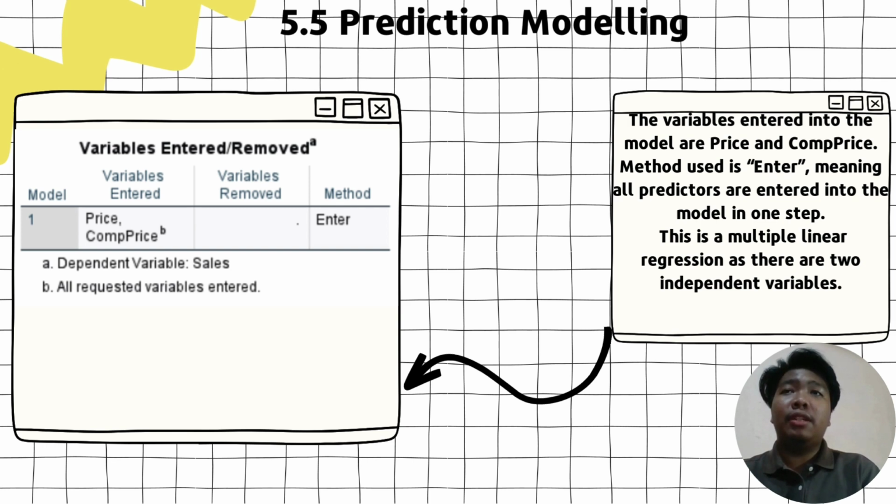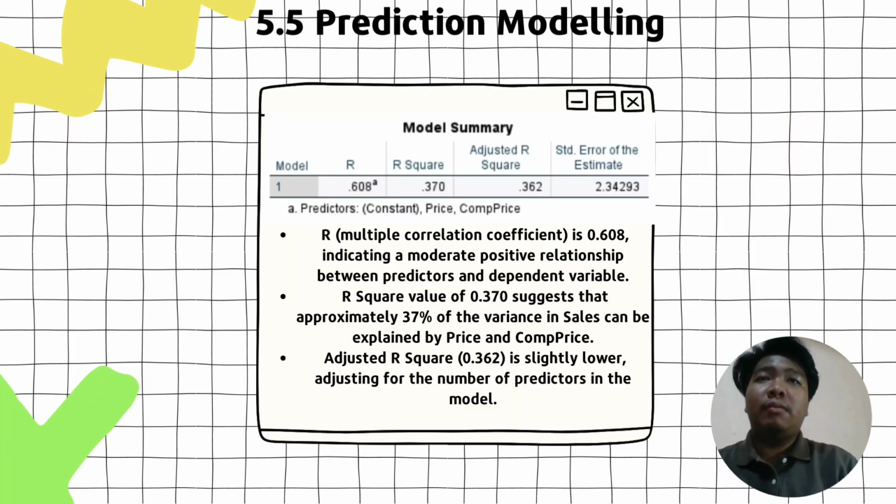So the last one we got is 5.5, prediction modeling. The first one we got is the variables entered or removed. The variables entered into the model are price and comp price. The method used is enter, meaning our predictors are entered into the model in one step. This is multiple linear regression as there are two independent variables. Next is the model summary.